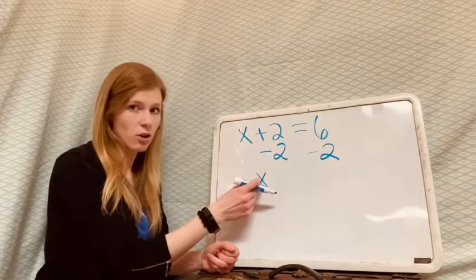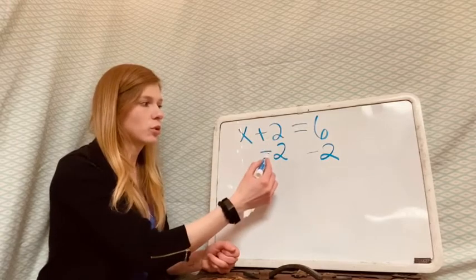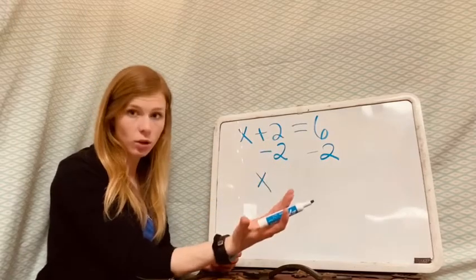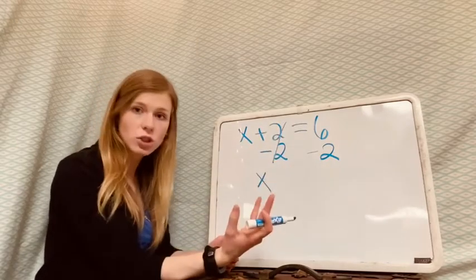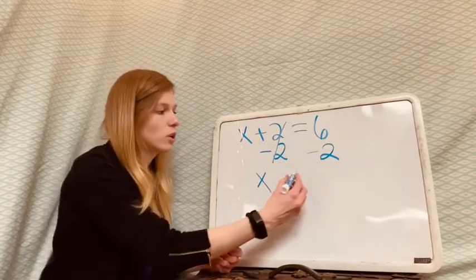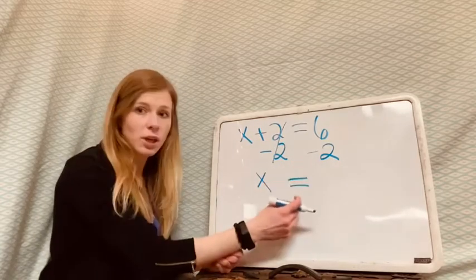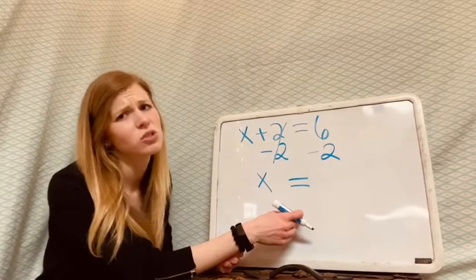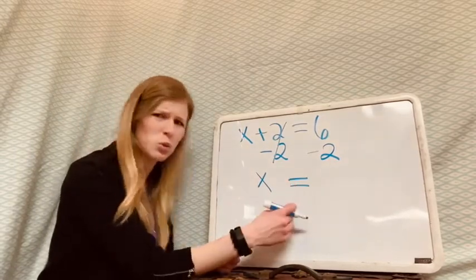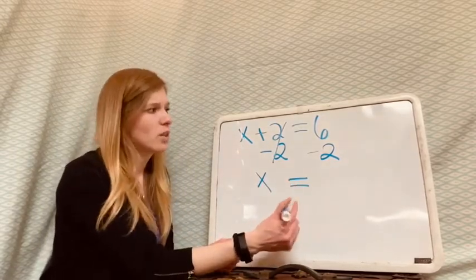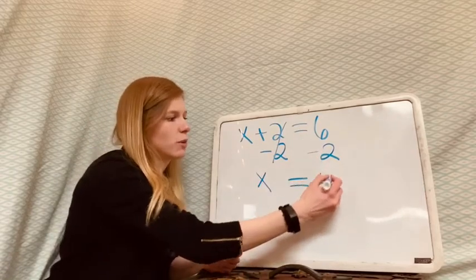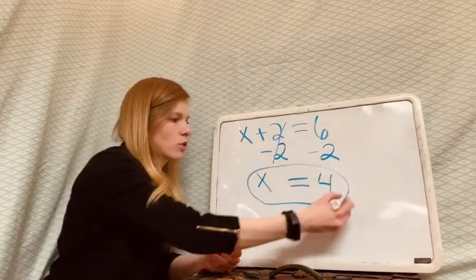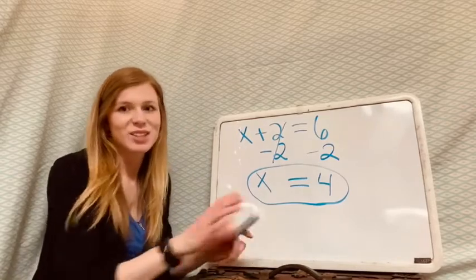I'm going to bring that down. Plus 2 and a minus 2 come to 0. So essentially, they cancel each other out because they become 0. I don't need them anymore. I bring down my equal sign. Super important part. Please don't forget that. I don't know why, but people always forget the equal sign. And then 6 minus 2 gives me 4. So the answer to this problem is x equals 4.